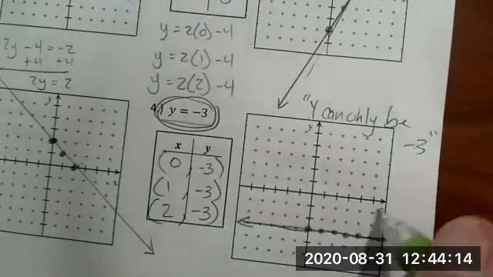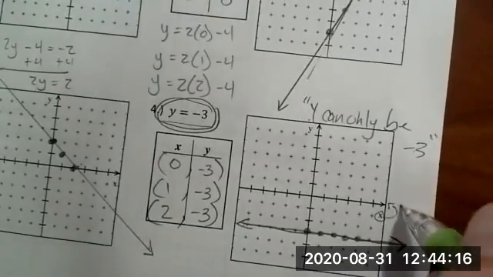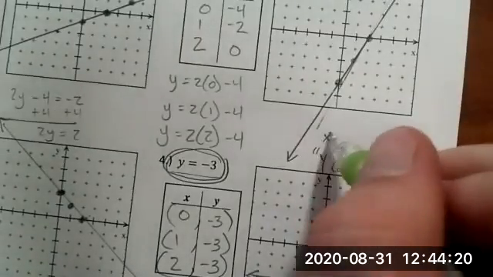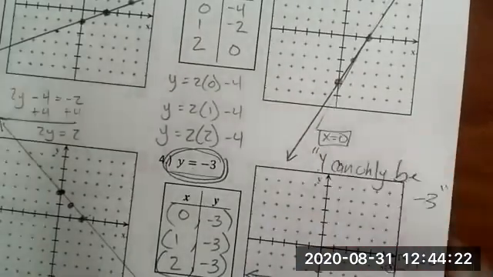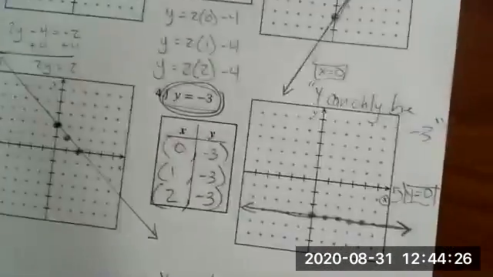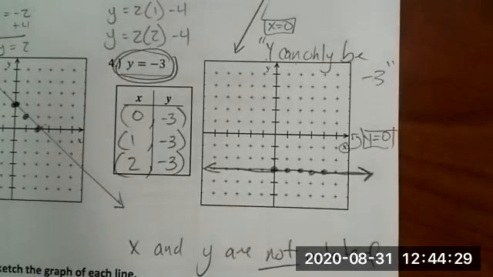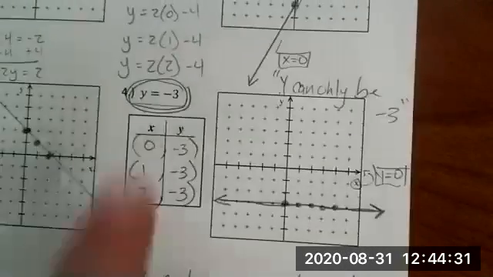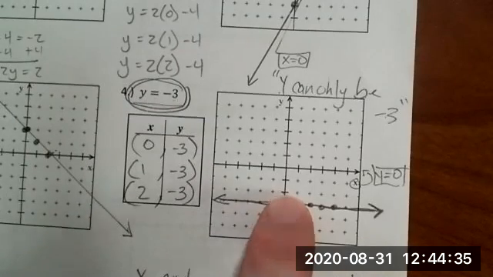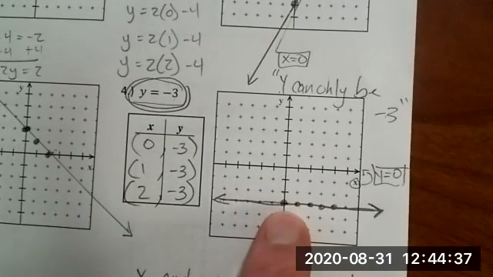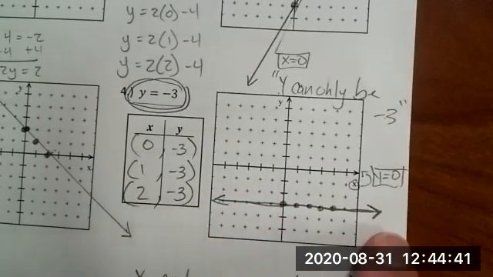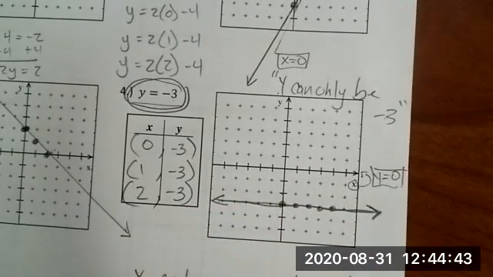And just as a reminder, the x-axis is also the line y equals 0, which means the y-axis is the equation x equals 0. That may seem backwards to you, but it's really important to understand what this means. If y can only be -3, that means I cannot go up and I cannot go down. So the only thing that I can do when y is -3 is move from left to right, and that's why there's a horizontal line. All right?